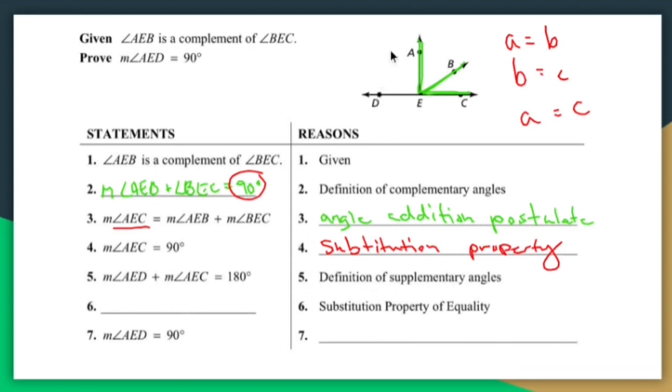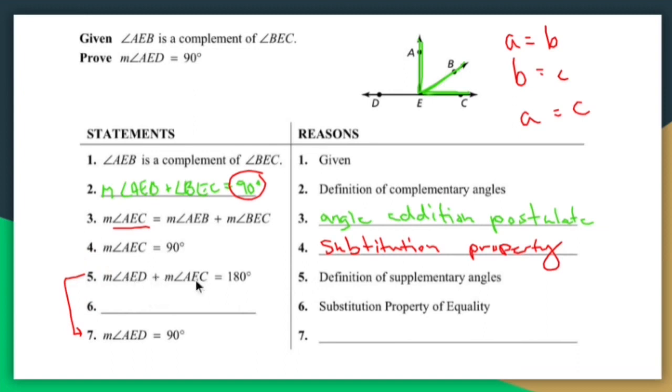So even though I don't say supplementary up here, I see that all of this gives me a perfectly straight line. So they're saying, well, let's just add AED and AEC and make it 180. My next step is to do the substitution property of equality. So what they want me to do is replace something up here so that I can go from 5 to 7.